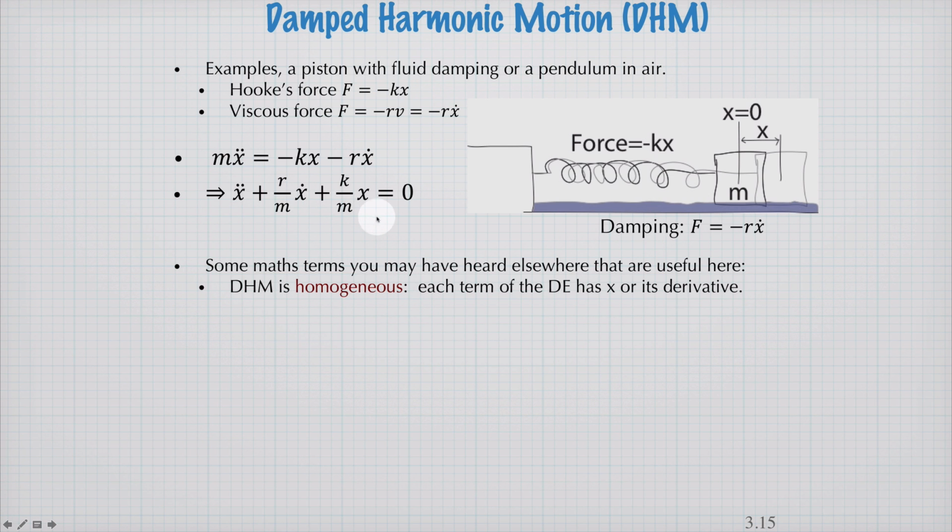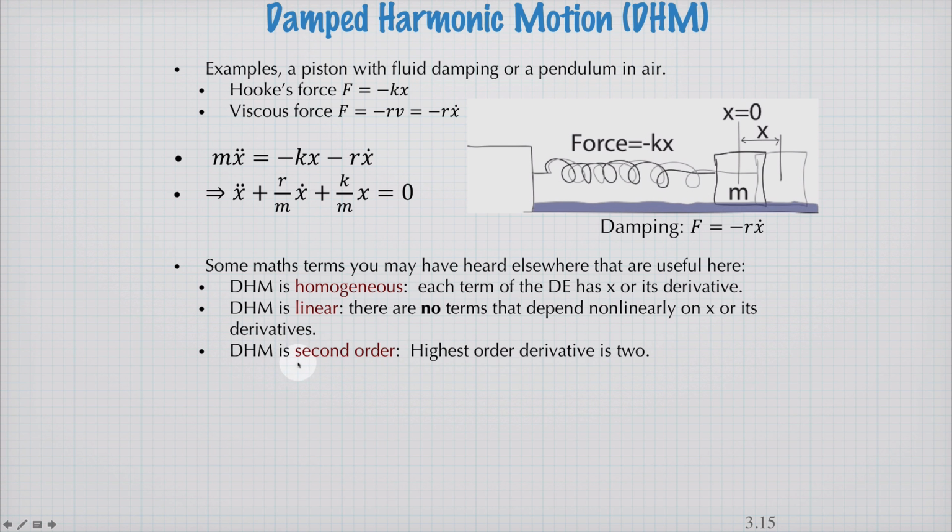That means each term in the equation has x or its derivative. It's linear, so there are no terms that depend on x in any nonlinear way. There's no x squared or x dot squared. That's a linear equation. It's second order. That is, the highest derivative is order 2, x double dot.